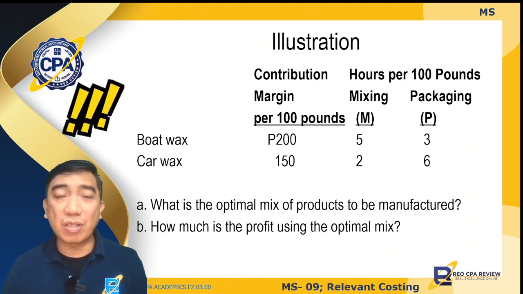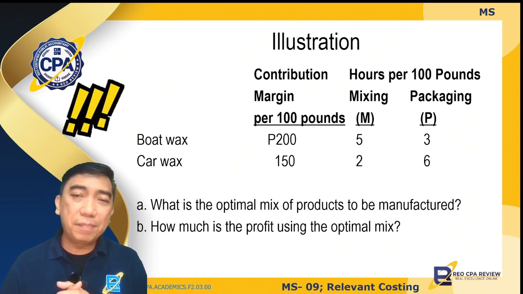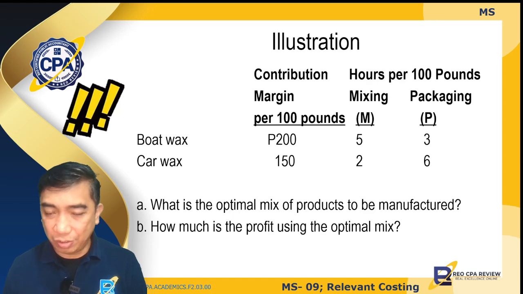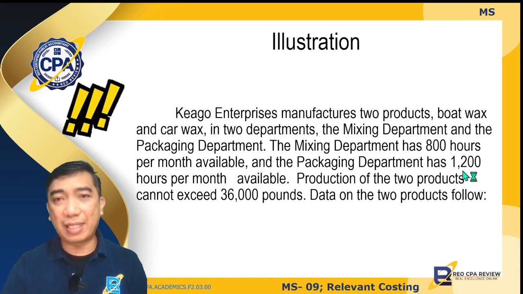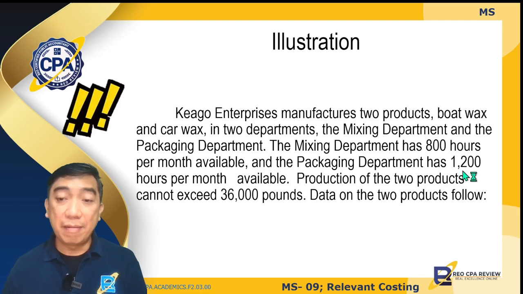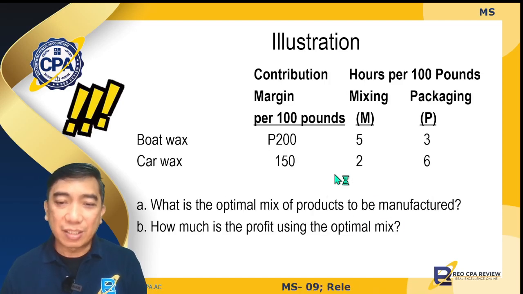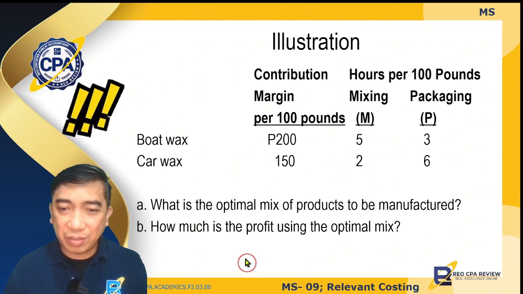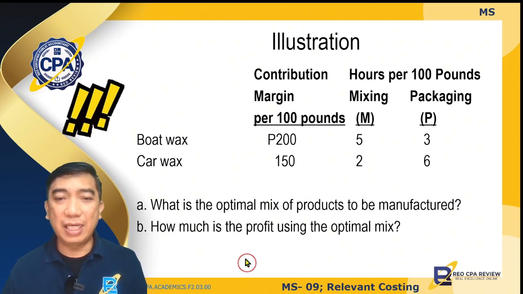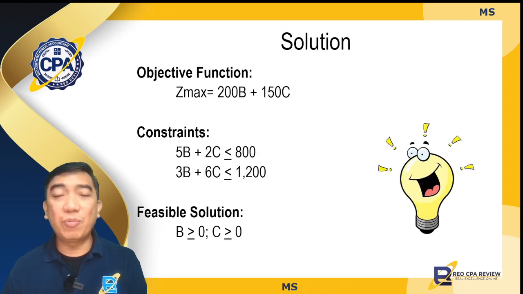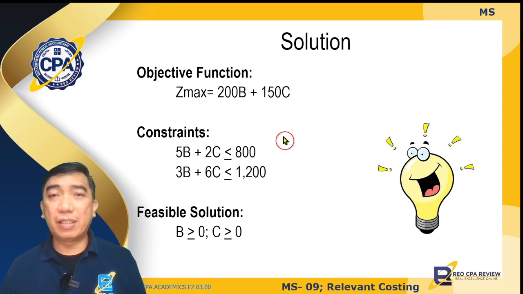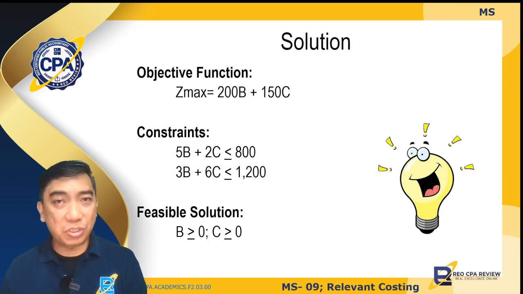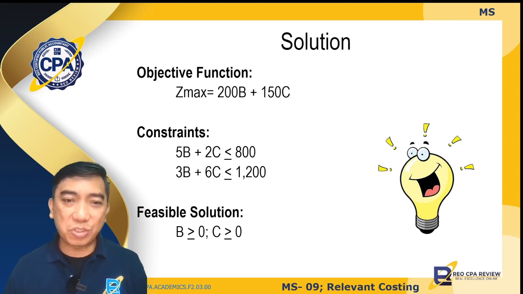Class, if the question is optimal mix, pag optimum, uubusin natin yung available production hours. Uubusin natin lahat yan. Yung dalawang yan. Okay, ubusin natin yan to get the optimal mix. Ayun. So class, ito na siya. How much is the profit using the optimal mix? Okay? So class, ang gagawin lang natin, we develop kasi algebra to, we develop your equations, di ba? Equations.